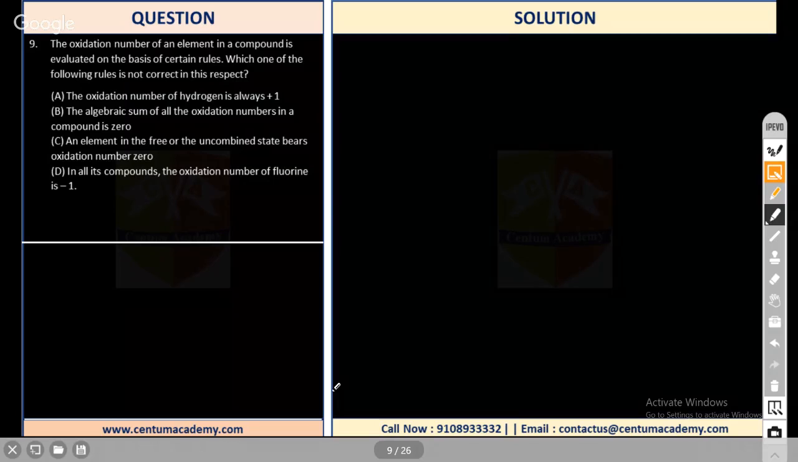A is definitely not correct. Okay, just give me a second. I'll just cross-check this option D, fluorine. But there's a rule which says fluorine, since it is the most electronegative element, always has -1 oxidation state.